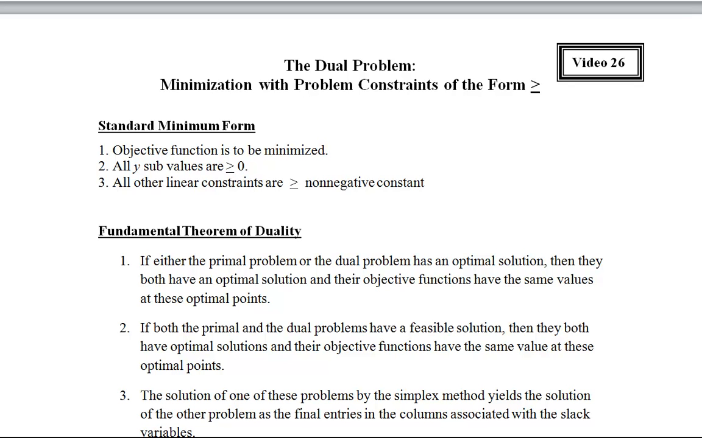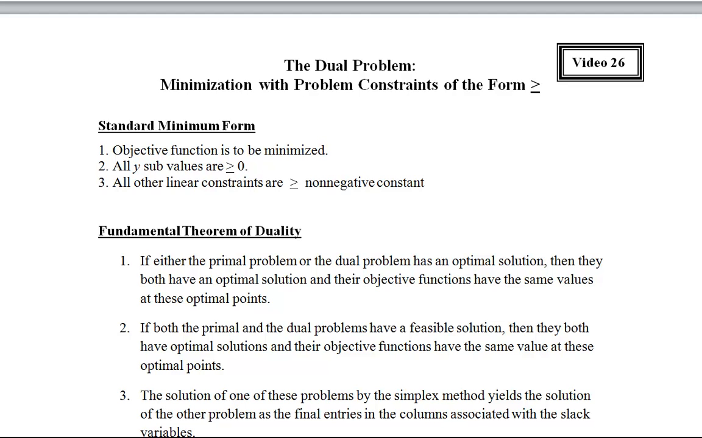Now we're going to look at what's called the dual problem. It's minimization problems, but using something that we already know how to do, and that's maximization problems. That's where dual comes in.